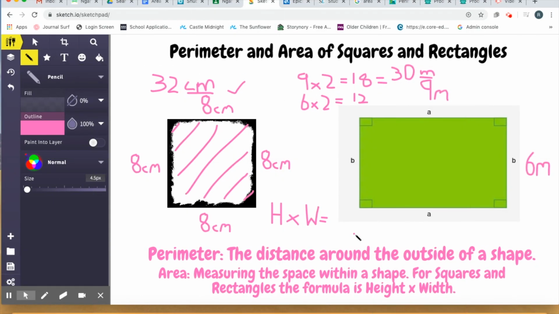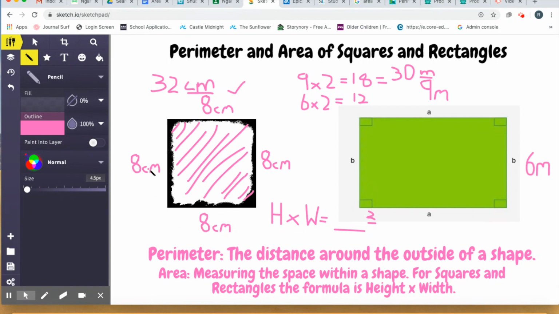Awesome. So now let's look at area. Now, area is basically measuring the space within a shape. Now, you can see I've done these lines here because perimeter, obviously, we're looking at the outside, and area, we're looking at measuring the inside of a shape. In the case of a square or a rectangle, there's actually a really simple formula that we follow, and that is just height times width is going to give us our area, and it's going to give us our area squared, and I'll go over why that is in a little bit.